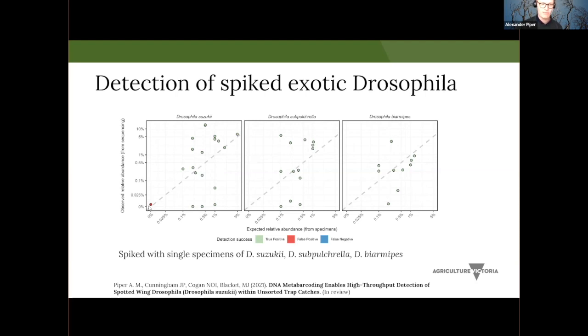However, we did have one false positive for spotted-winged Drosophila, but luckily, because we used a non-destructive method, we could revisit these traps and confirm that wasn't actually a real detection. That was some form of laboratory contamination throughout the process. And this is something you really need to watch out for when you're using highly sensitive, high throughput sequencing methods.